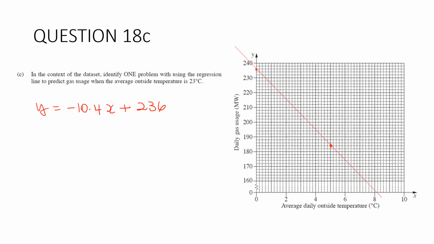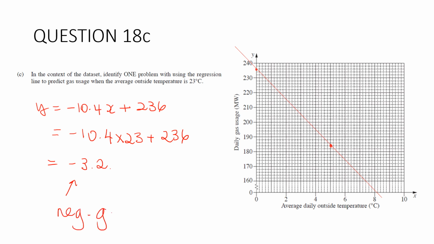18C. In the context of the dataset, identify one problem with using the regression line to predict gas usage when the average outside temperature is 23 degrees. So let's use our line and substitute in 23 degrees. Negative 10.4 times 23 plus 236 is negative 3.2. So we can see there that that is a problem because this is negative gas usage, which doesn't really have a real life context, does it?